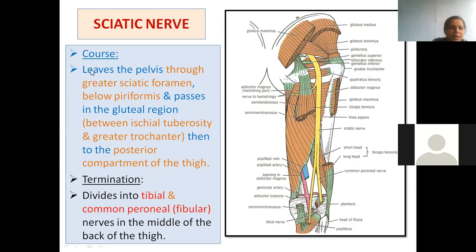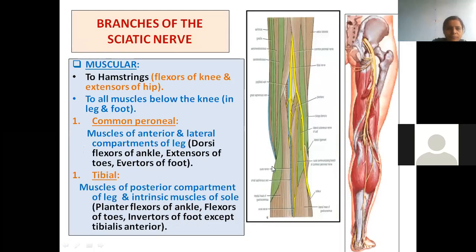See, the sciatic nerve leaves the pelvis through the greater sciatic foramen. It is running below the piriformis muscle. It passes in the gluteal region between the ischial tuberosity and greater trochanter. This is the ischial tuberosity, this is the greater trochanter. In between them, it is entering into the posterior compartment of the thigh. Terminal divisions are the tibial and common peroneal nerve. Okay, then see, this is the popliteal fossa, which we already finished. So you can see it is dividing into tibial and common peroneal.